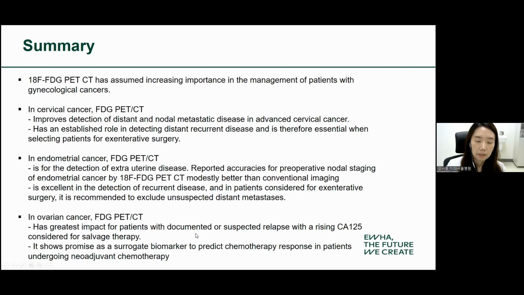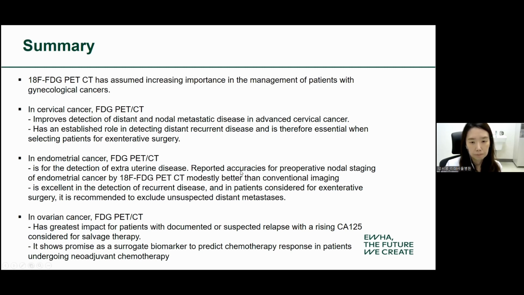So this is the summary. FDG-PET has assumed increasing importance in the management of patients with gynecological cancers. In cervical cancers, FDG-PET improves detection of metastatic lesions and also plays an important role in detecting recurrent lesions. So it is essential when selecting patients for extensive surgery. In endometrial cancer, FDG-PET is useful for the detection of extrauterine disease.